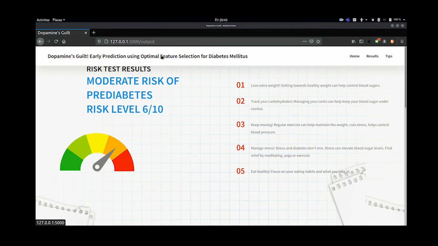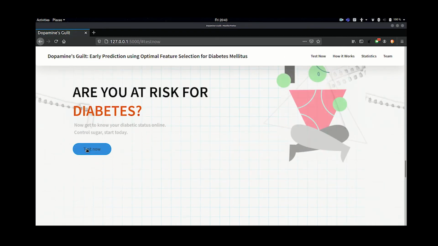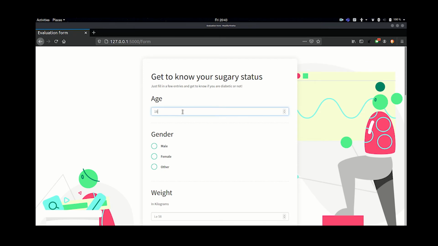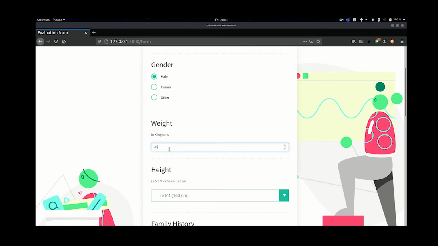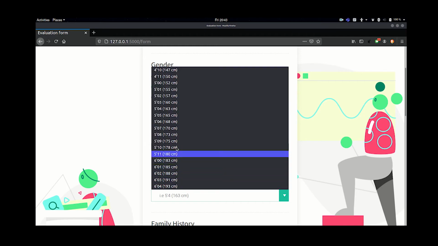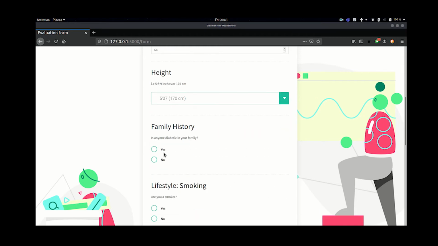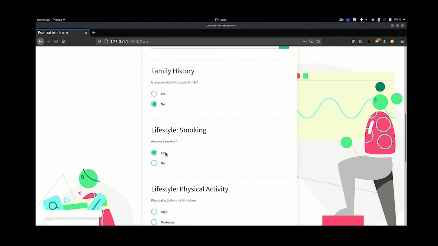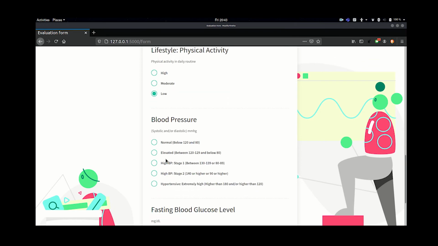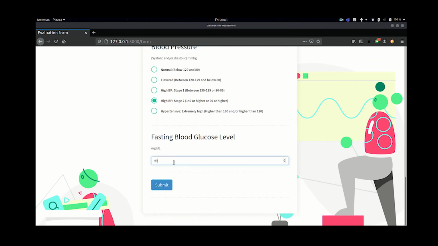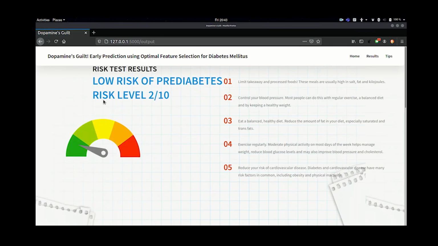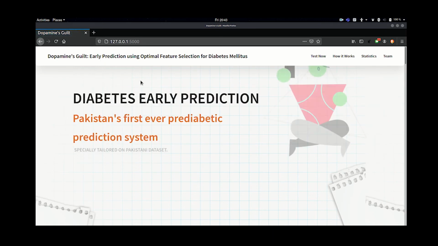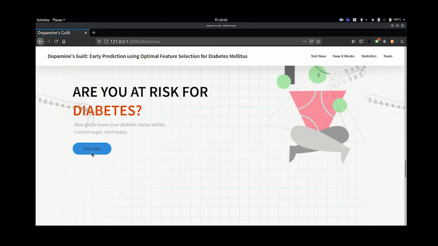So we'll test it again. This time it says we have a low risk of diabetes. And one last time.